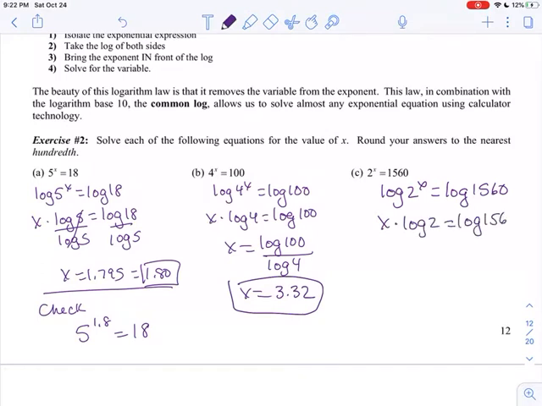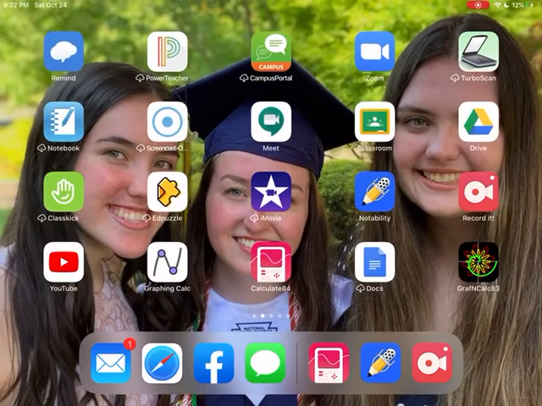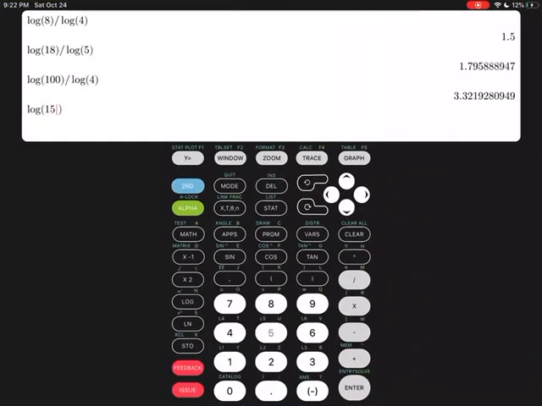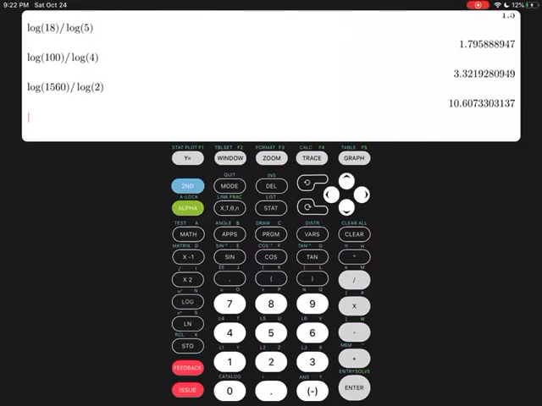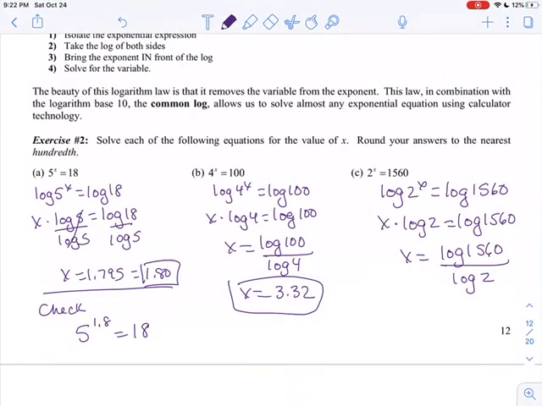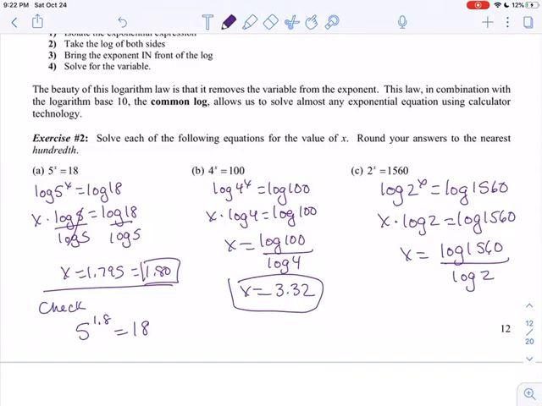And next up, take the log of both sides. I want you to get comfortable with this before we start making them a little bit more complicated. The x comes out in front, and then I no longer have the x as an exponent. I just want to divide by log of 2. So log of 1,560 divided by log of 2. To the nearest hundredth, 10.61.